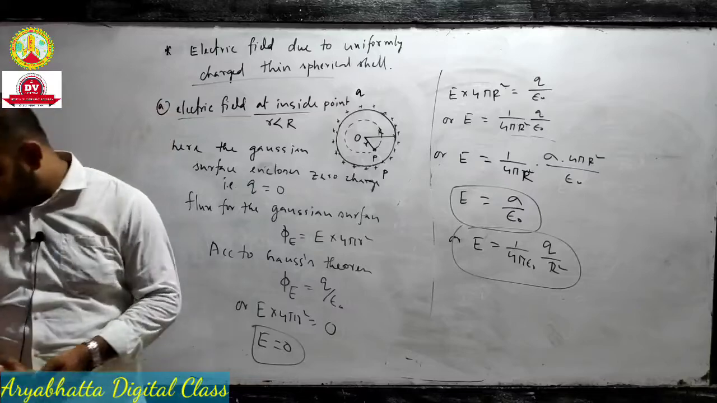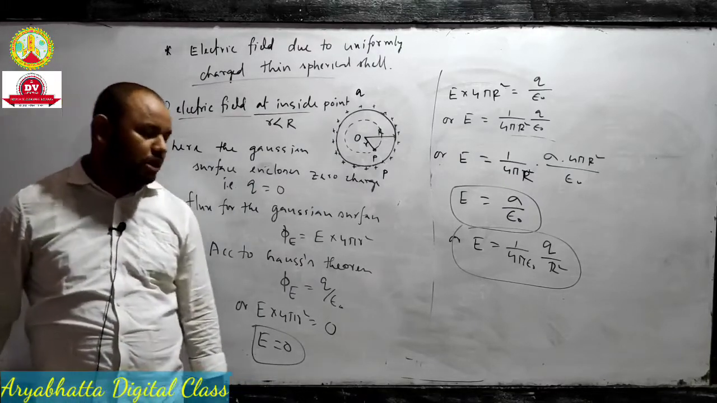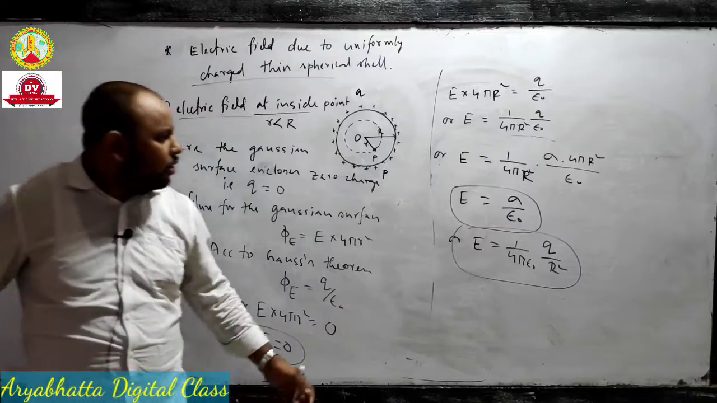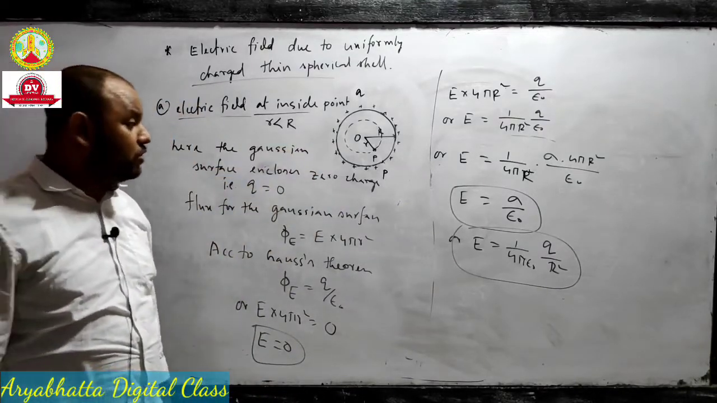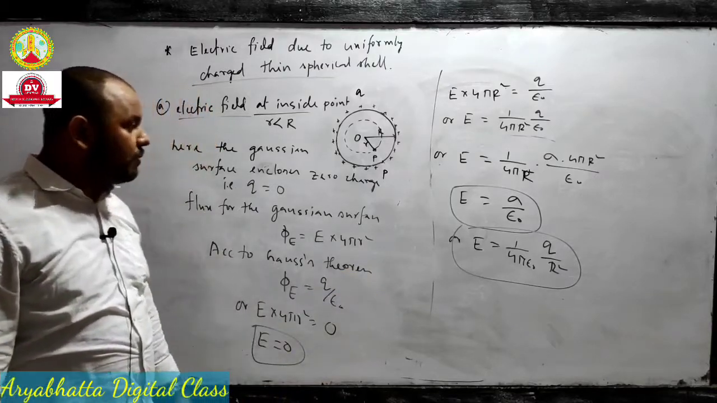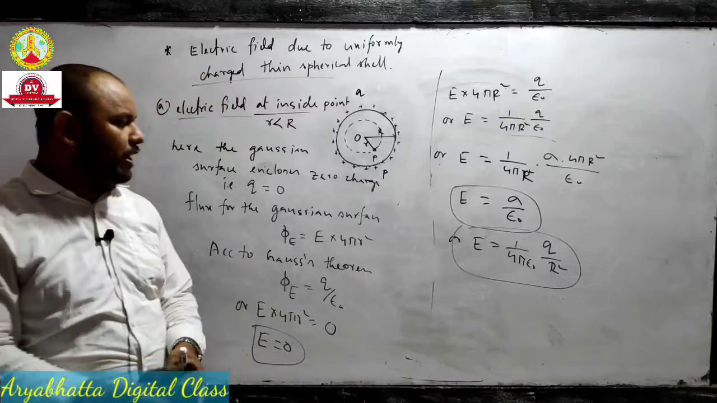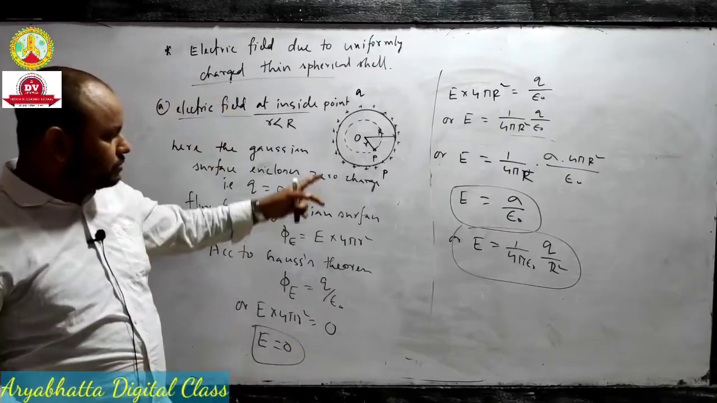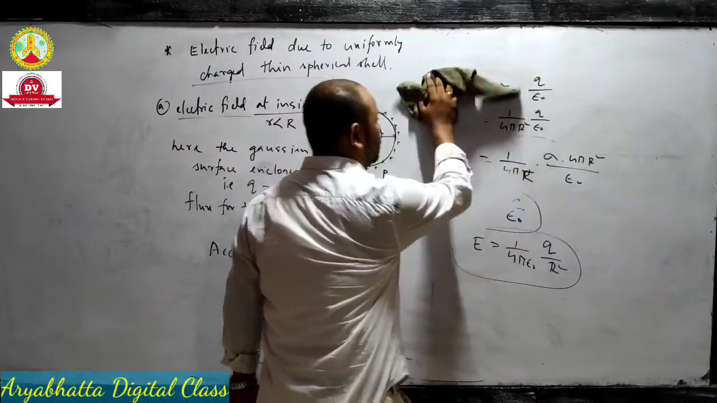So inside the thin spherical shell, the electric field is 0, and on the surface of the thin spherical shell, the electric field is maximum, which is equal to sigma by epsilon naught, or you can say E is equal to 1 by 4 pi epsilon naught q by r square. As the distance increases, the electric field will decrease.